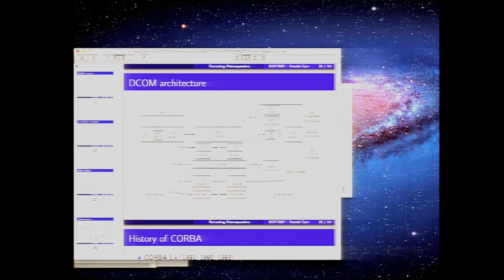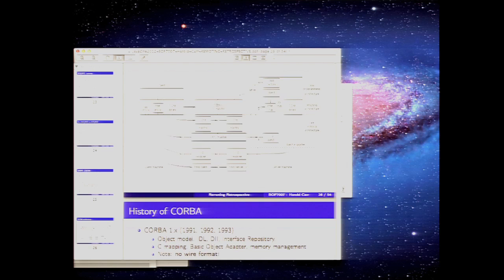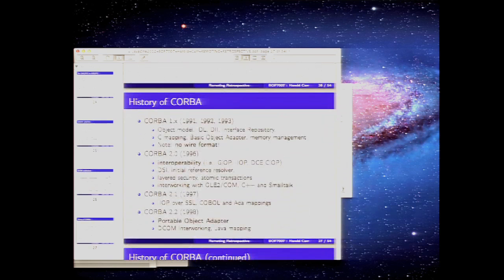And that's things like activation. So if the service isn't running, it'll start it up for you. And make sure it stays alive. Even if it dies, with these pings it can actually get it going again before you even want it. All sorts of cool things. But it's really more than most things need. Okay, so now we're going to move on to Corba.